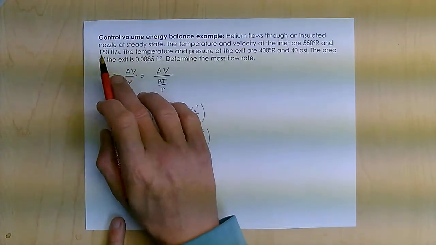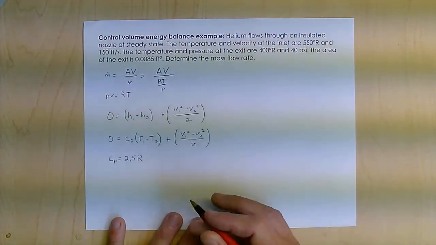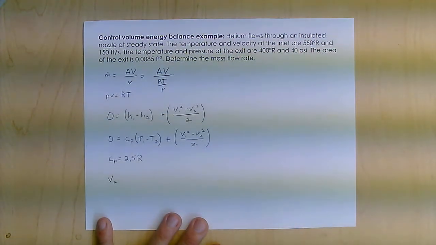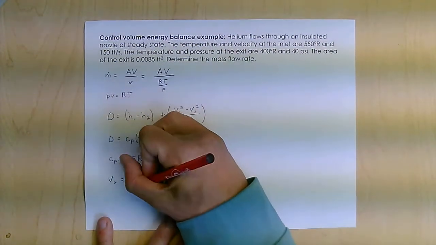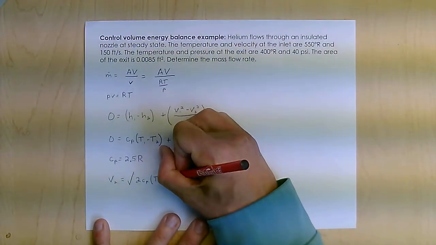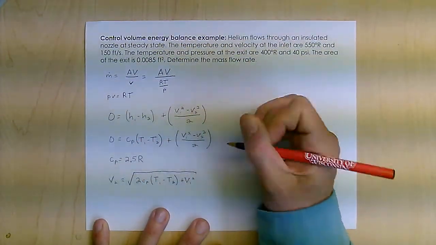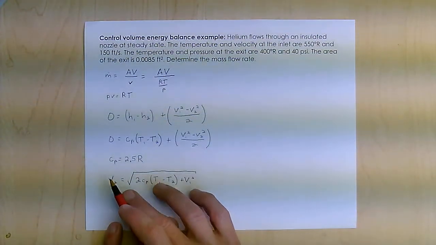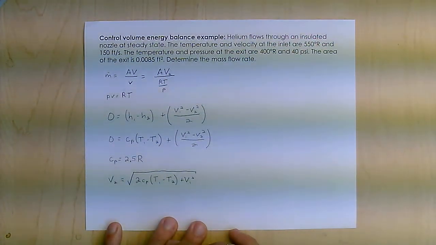I know V1 is 150 feet per second, so all I'm really looking for now is V2. So solving for V2, I get the square root of 2Cp times (T1 minus T2) plus V1 squared. Again, it's just taking that equation and rearranging it, solving for V2. Once I get V2, that's what goes up into this equation to find my mass flow rate.